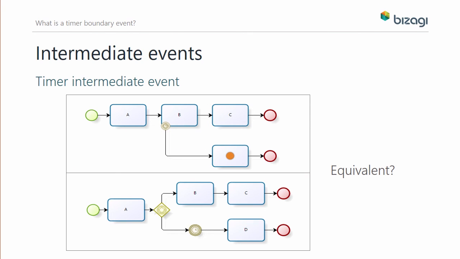In the second diagram, the B activity and the timer are enabled. If the B activity is executed, the timer is deactivated, and therefore this path in the process flow continues. On the other hand, if the time is met, the B activity is interrupted, and therefore this path is disabled. In conclusion, these two diagrams are equivalent.